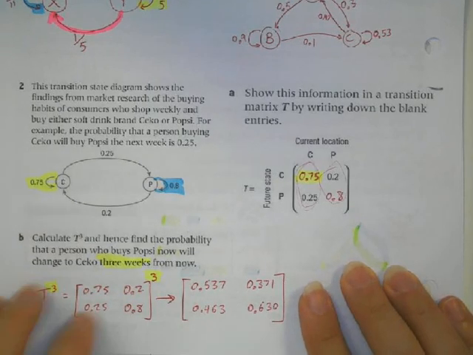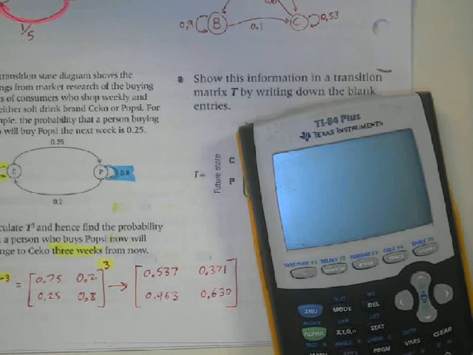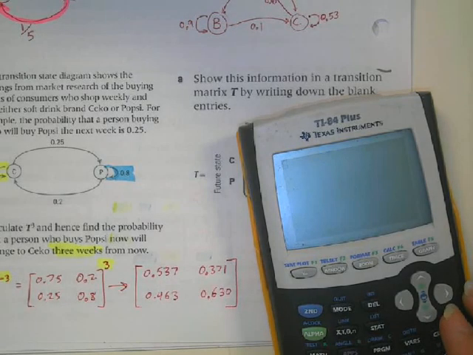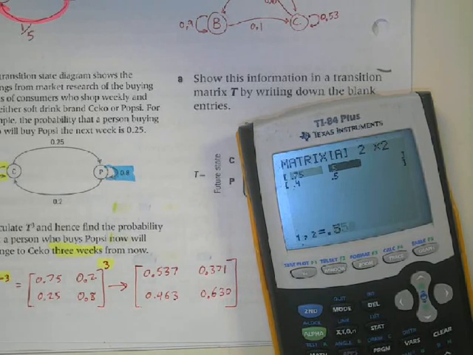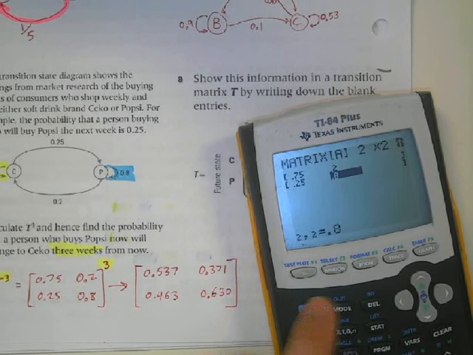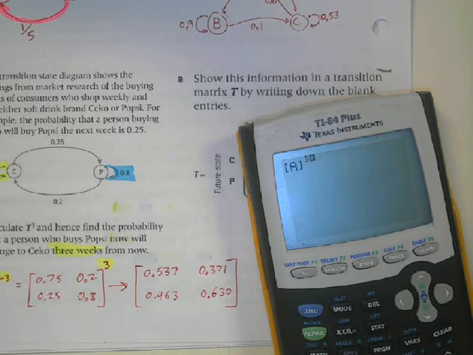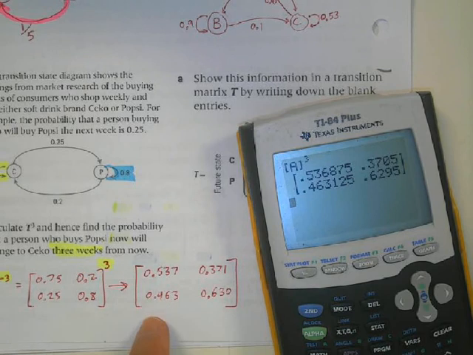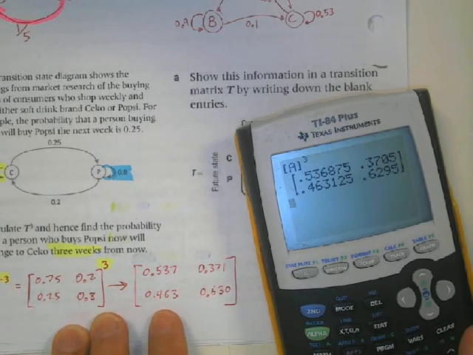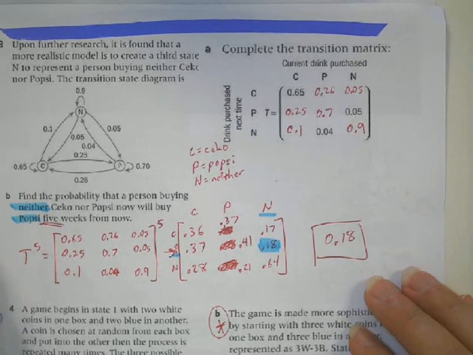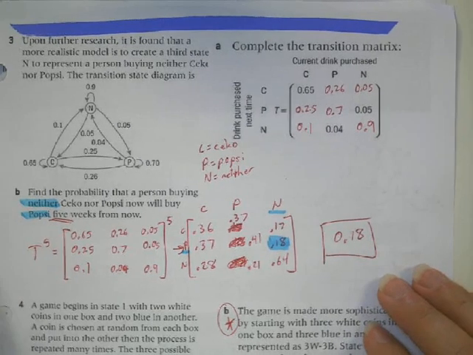Okay, so you should be familiar with entering the matrix: 0.75, 0.2, 0.25, 0.8. Second, go to the matrix menu. We're going to do matrix A, and we're going to raise it to the third power, and then we get our transition matrix. Might want to hit pause and check your work.